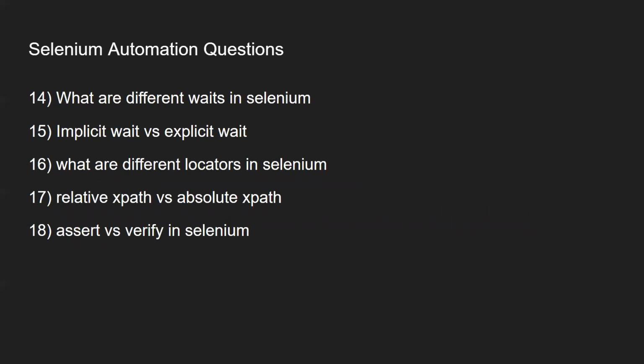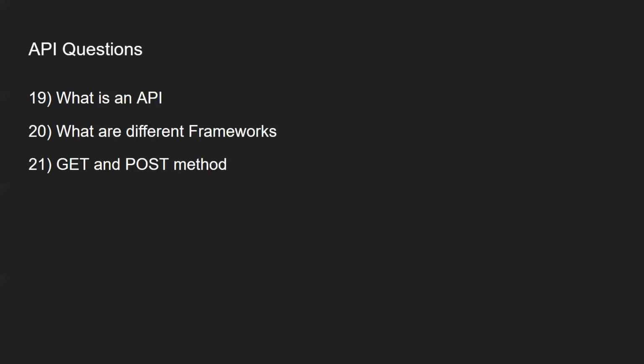Then yes, once the manual testing and SQL is done, then they will ask you the Selenium automation questions, because this is a full stack QA role, right? So what are the different waits in Selenium? You can tell about implicit wait, explicit wait. What is the difference between implicit wait and explicit wait? What are the different locators in Selenium? What is the difference between relative XPath and absolute XPath? And what is the difference between assert and verify? So these all things you'll get questions on Selenium as well.